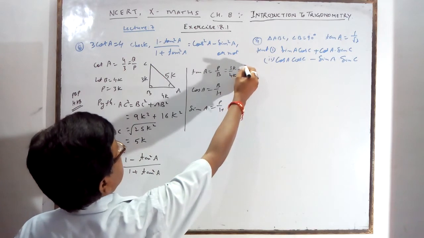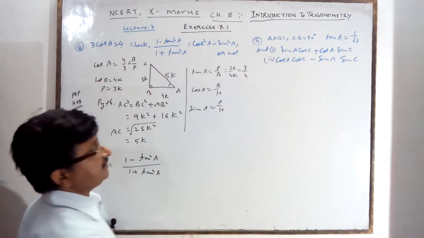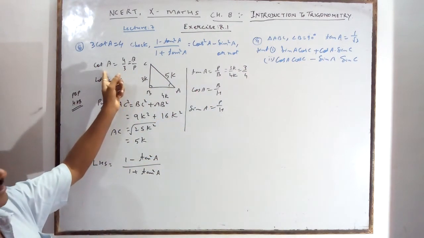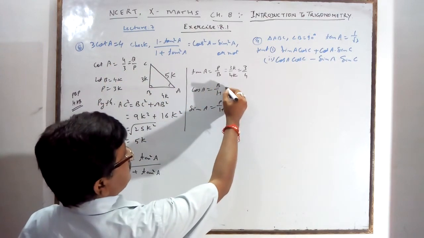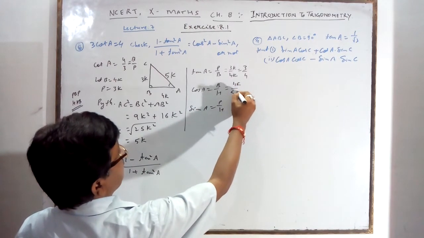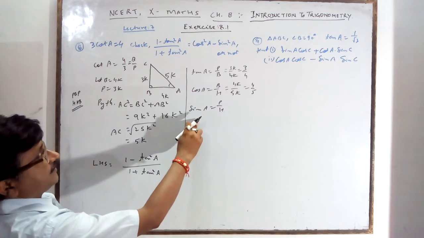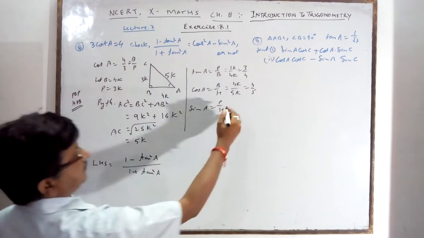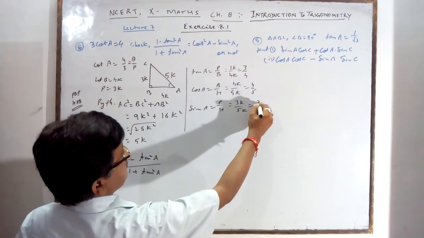And you can also get it directly, why? Because it is the reciprocal of cot. Reciprocal of 4 by 3 will be 3 by 4. Cos A is base 4k upon 5k, you will get 4 upon 5. Sin A will be 3k by 5k, it means 3 by 5.